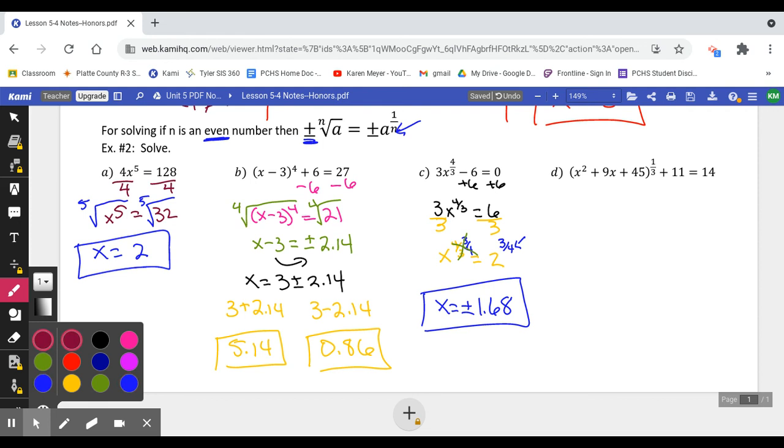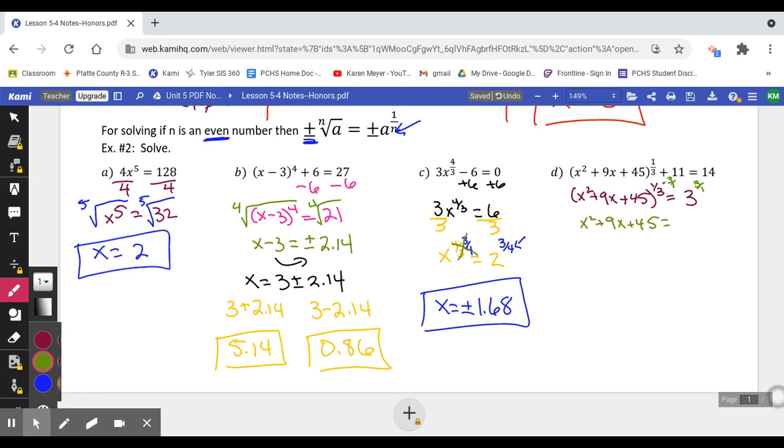All right, last one. Subtract 11 over. So x squared plus 9x plus 45 raised to the 1/3 equals 3. Okay, reciprocal power, which would be 3 over 1. So x squared plus 9x plus 45 equals, no plus or minus because the denominator is 1 and 1 is odd. 3 to the 3rd power is 27.